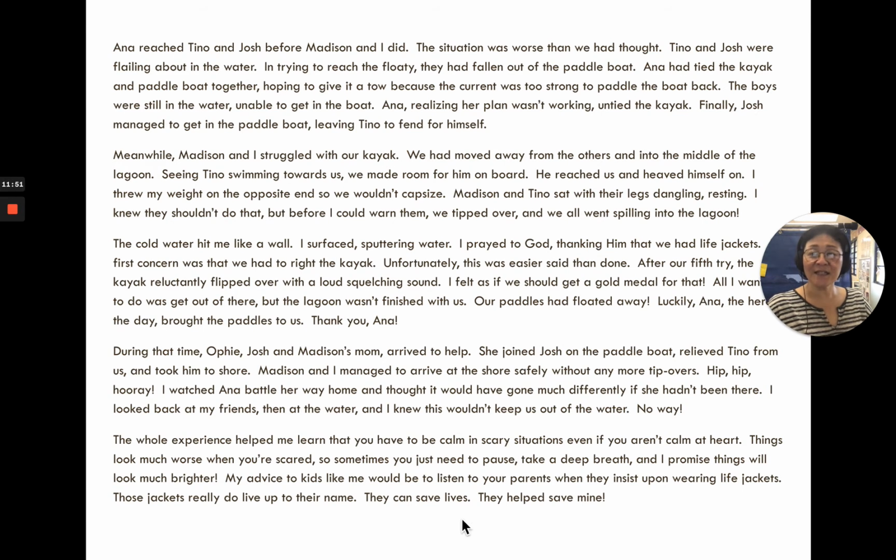Okay, so this is an example of a personal narrative. You see how there was a beginning, then there was the incident telling with all these details what happened, and then at the end here, this last paragraph, it gave the reflection.